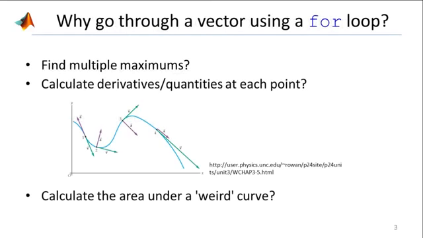But why would we want to go through a vector by looking at each element individually? Well, here are some applications. Maybe there's many maximums, so different bumps on your curve, and you'd like to find those. Or maybe you want to calculate derivatives or quantities at each data point, such as the acceleration in a vector. Or look at a curve that is weird. It doesn't have a function, but we still need to find the area. And that's the example that we will look at today.